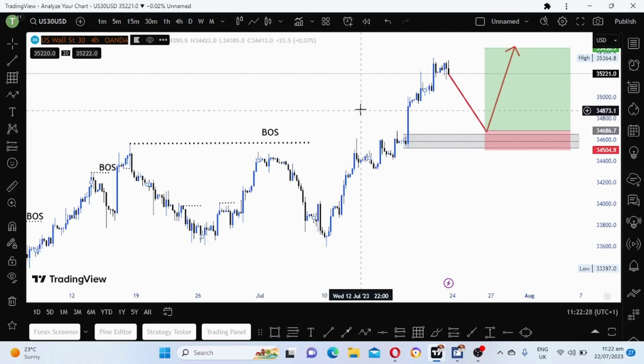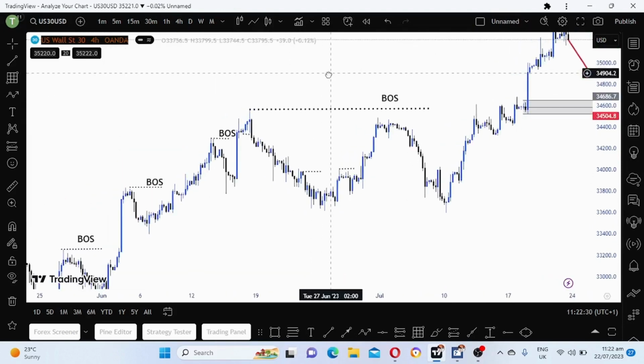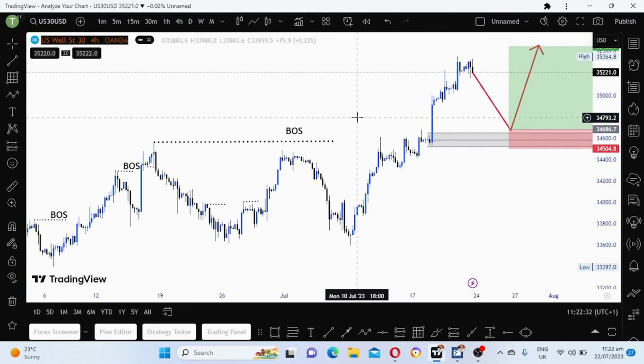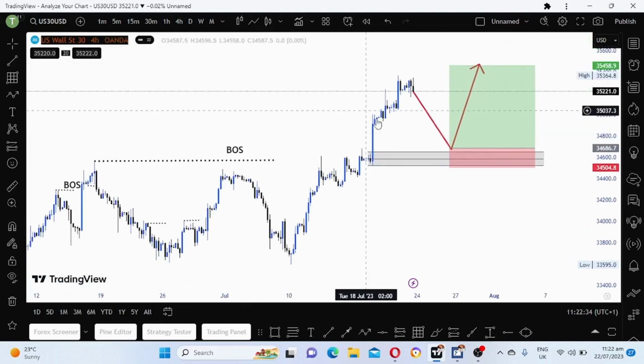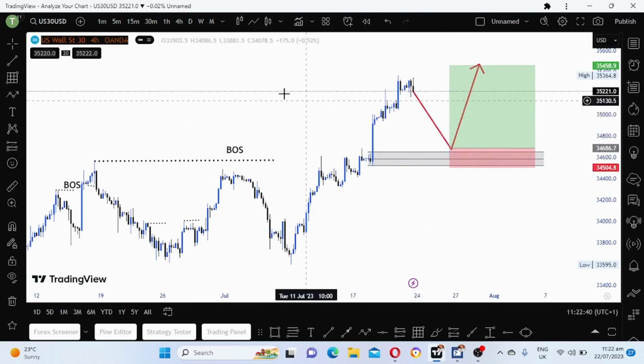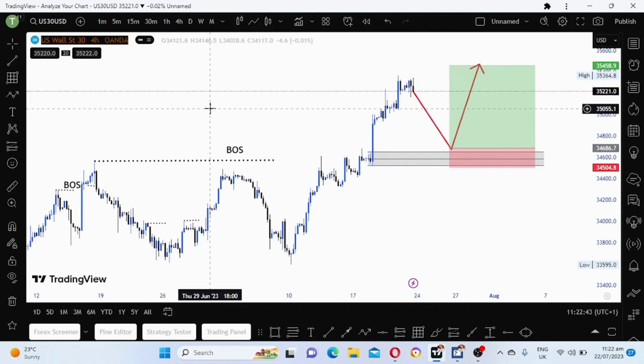So we are bullish on US30. As you can see, guys, we are making higher highs and higher lows, as you can see here. Now I'm just waiting for price. I'm only interested in a buy if price comes to this zone. If price comes to these minor zones, I'm not interested in a buy. So that's my view on US30, guys.